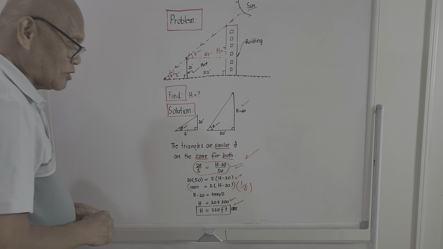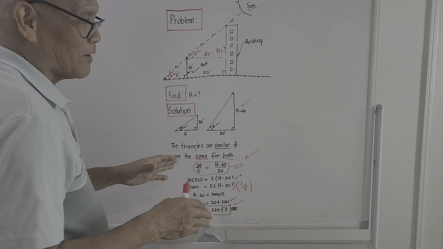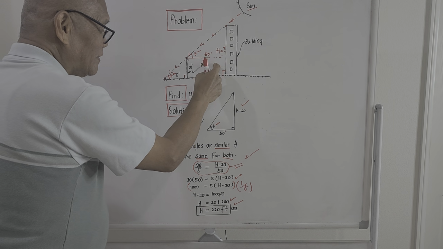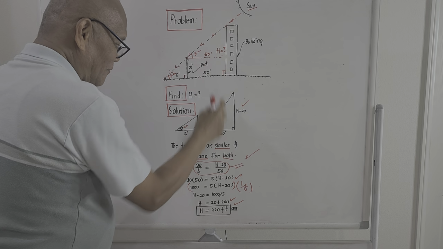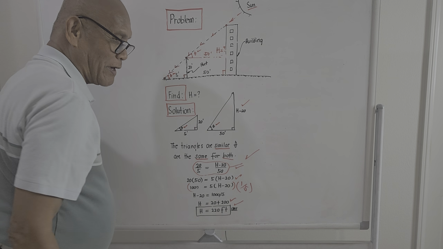Okay? So for this problem, in which the problem is asking for the height of the building, the value of h is actually 220 feet. Okay, that's it, guys.